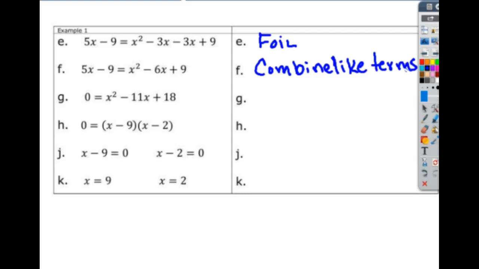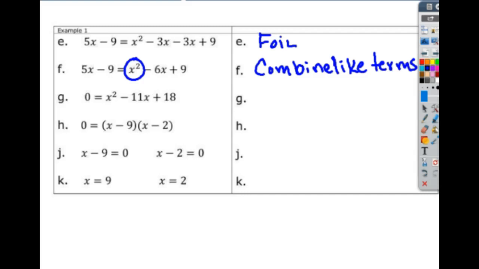In the example we're going to do in a minute, what are we going to do instead of FOIL? We're going to do a box problem because my students have been more successful. Now, right here, do you see that when we did that, the x is squared? When x is squared, that means this is now a quadratic equation.